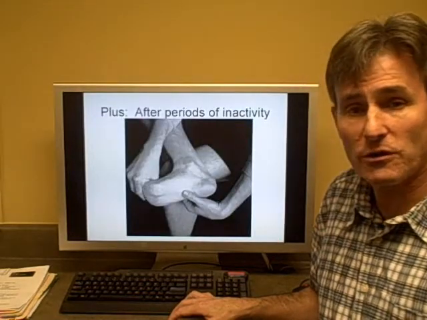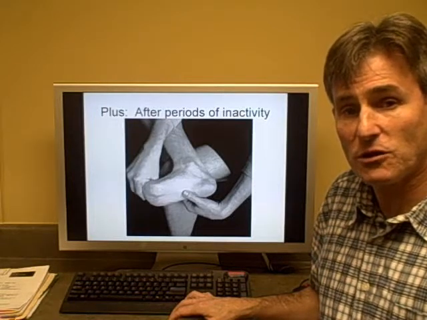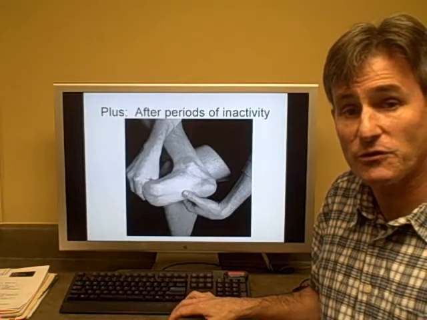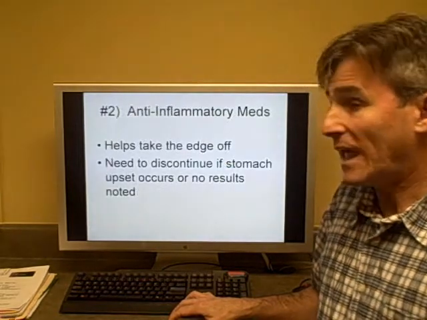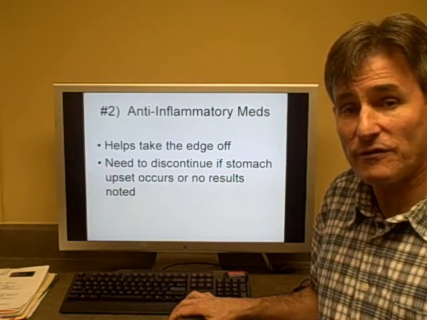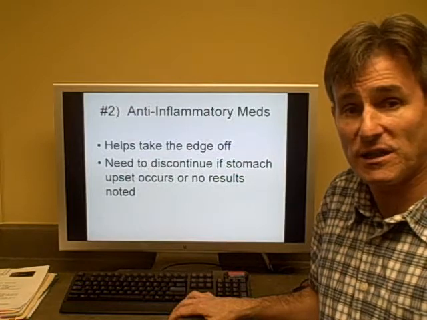When you get up in the morning or you get up after a period of being seated, if you lift up your toes and stretch your ankle up and massage the heel, that also helps make those first few steps better. Anti-inflammatory medications are another way that can help your pain be better. I've never seen anyone be cured by taking these medicines, but it does help take the edge off.